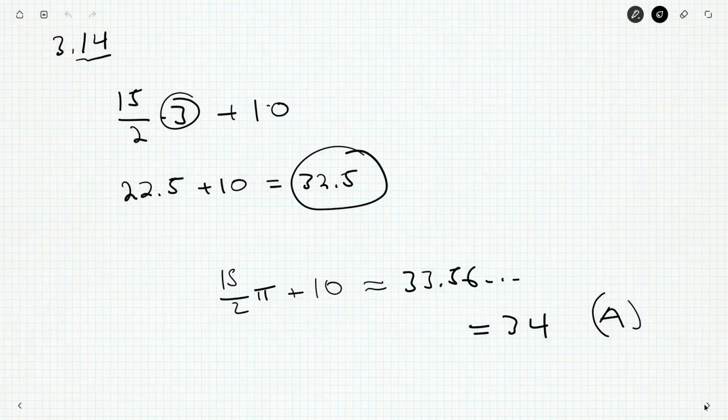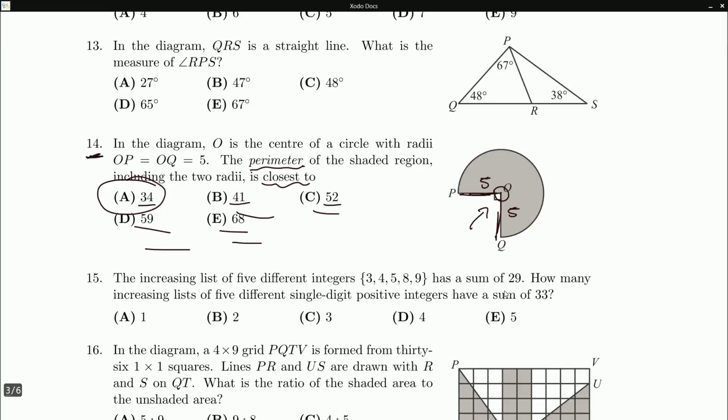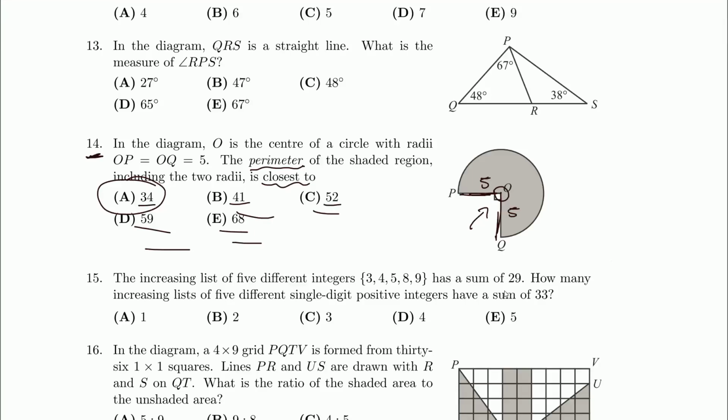And that was, what was that, question 14? Was that 14 or 13? That was question 14. Up next will, of course, be question number 15, and I'll see you there.